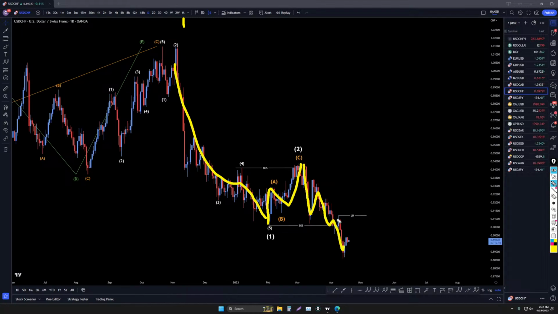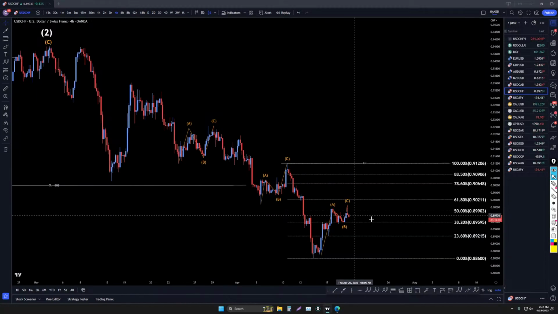Our last structure level is way up here, so it would definitely have to go up a long way for me to believe that this move down is over. I think this move up is more likely to be a correction to this last wave down, and that it will just keep on going down. So let's keep going down to the 4-hour time frame.